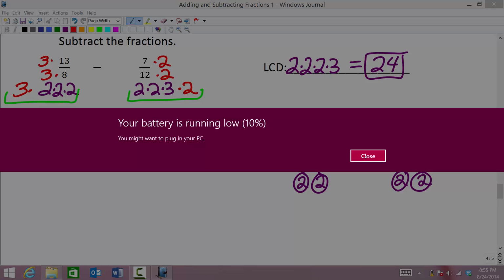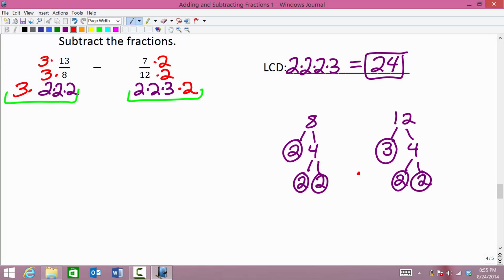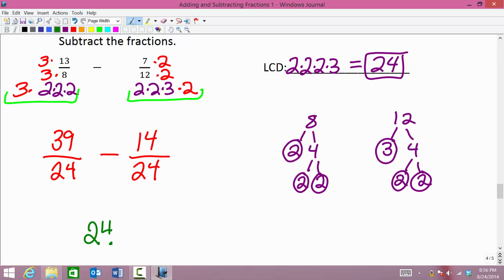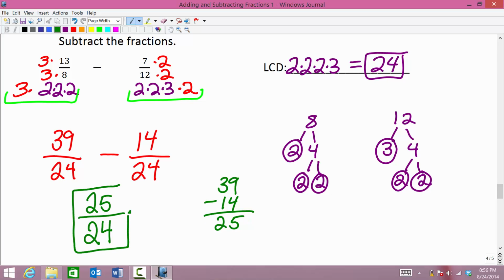So let's find our new fractions. We have 3 times 13, which is 39. 3 times 8, which is 24. Minus 2 times 7, which is 14, divided by 24. We'll keep our LCD of 24. 39 minus 14. And we get a positive 25. And that is already reduced to lowest terms.